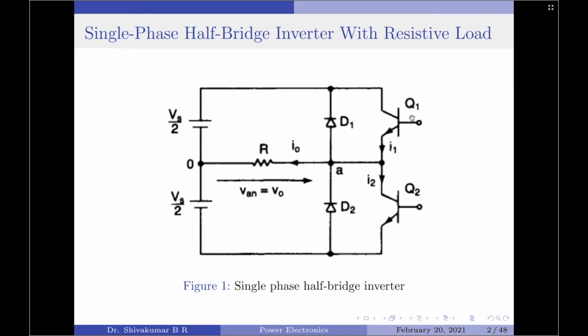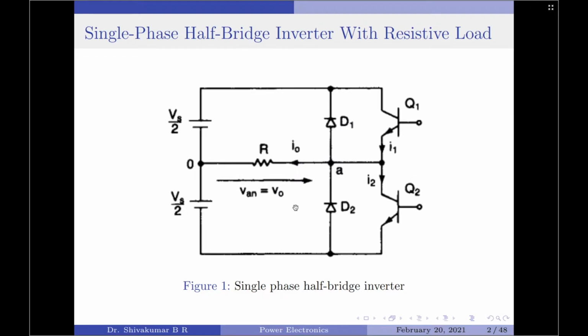The transistors are operated in such a way that only one transistor will be in the on state at any point in time. Further, if T0 is the period of operation of the transistor switches, then each transistor is turned on only for a duration of T0 by 2.